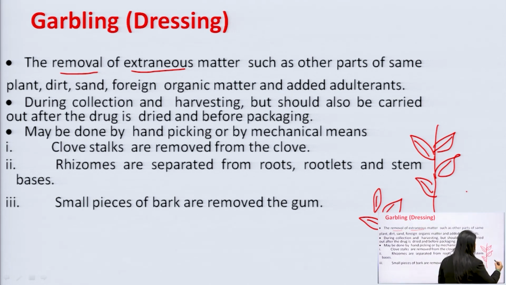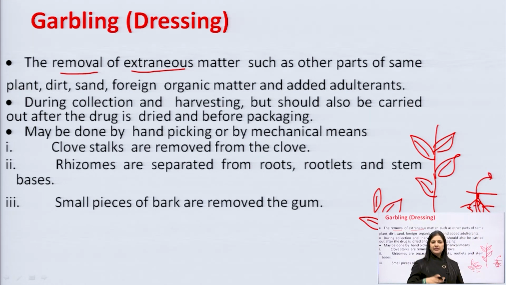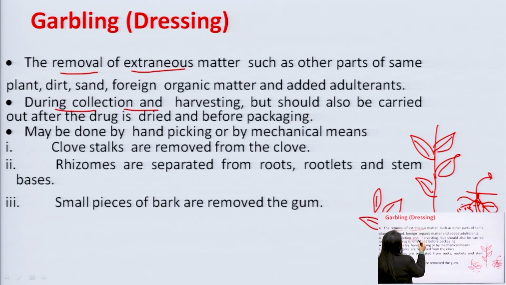If I am collecting the roots, say this is the root of the plant, I have to pluck it off. So, while collecting the root or plucking the root, there is but obviously incoming of the soil which is attached to the root, the environment in which the root is living actually. So that has to be removed. During the collection and harvesting, these things are bound to be carried, which we need to remove before the packing. Now this garbling or the dressing can be done either manually, by hand picking, or by mechanical means.